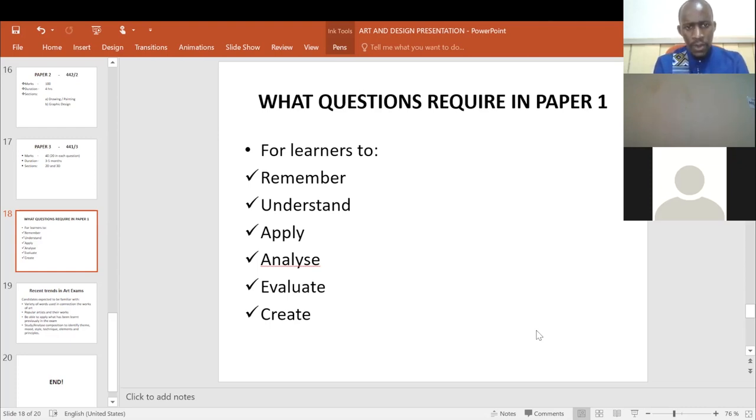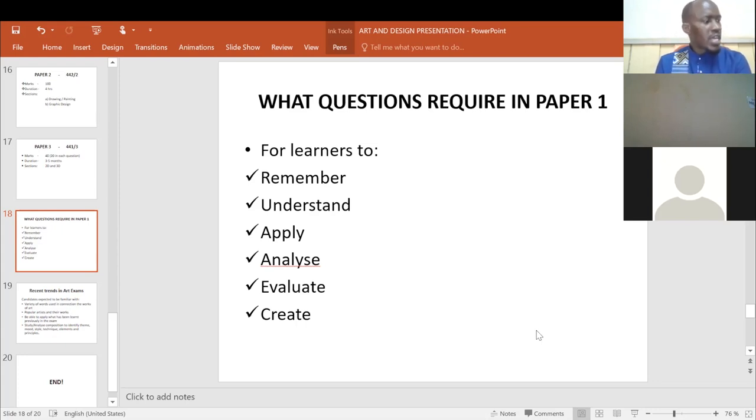The theory paper also looks for the candidate to be able to evaluate the content taught. So the candidate must be able to make judgment and critique. In the recent trends in the exam, mostly in section A and B, we have questions that come with diagrams. Now, these diagrams, the candidates are required to study, analyze, and evaluate in order to make judgments and criticize the work.